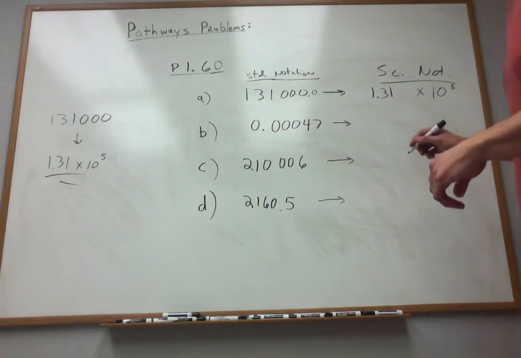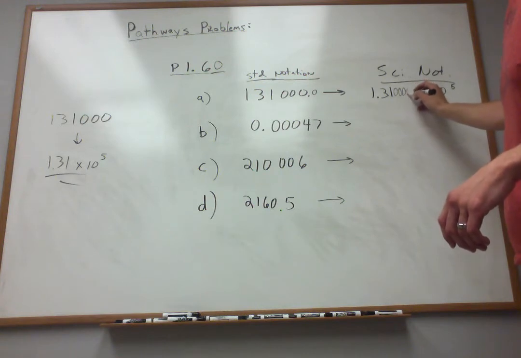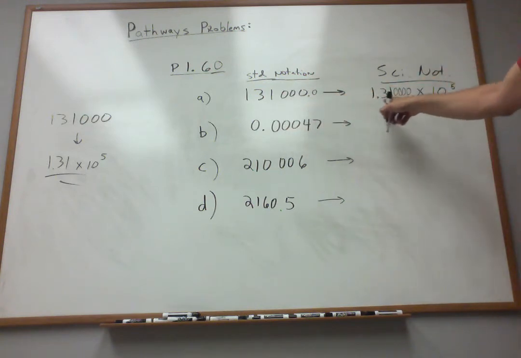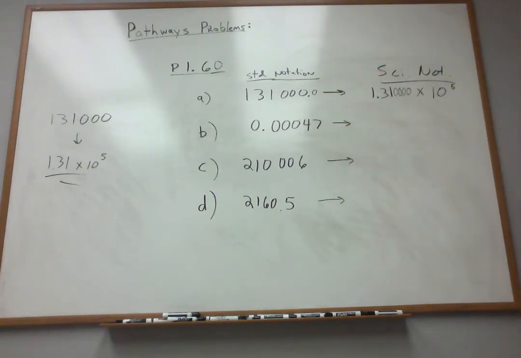So what we would really need to do then is add back in those zeros, okay? Because the fact that we've included that decimal point tells me that that's actually been measured. So it's a sig fig thing, okay? But you definitely want to pay attention to that when you're converting numbers from standard notation to scientific notation.